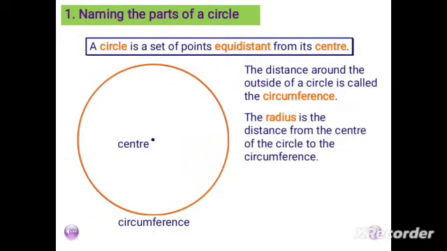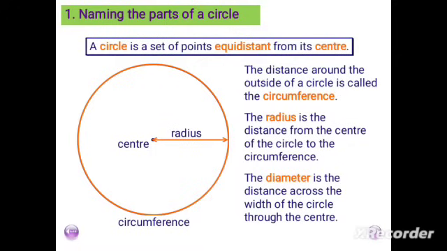Now let's talk about the radius as another part of a circle. The radius is the distance from the center of the circle to the circumference. So that is our radius. Another concept is the diameter. The diameter is the distance across the width of a circle through the center. So the diameter is shown in our diagram.